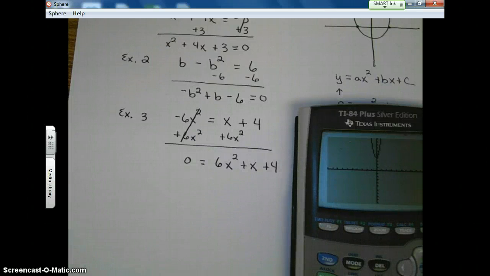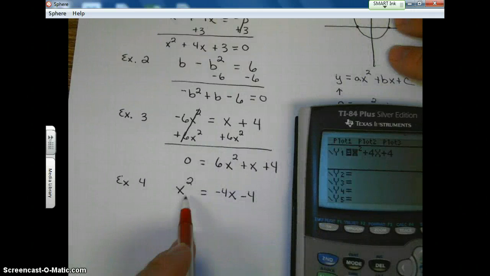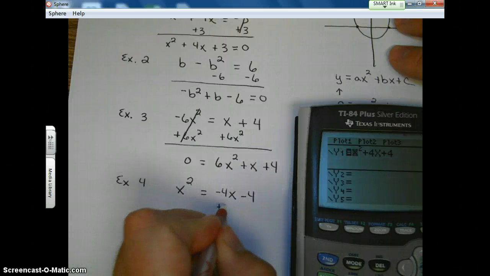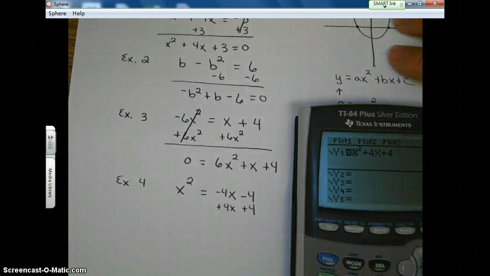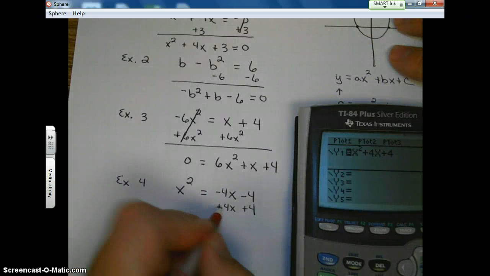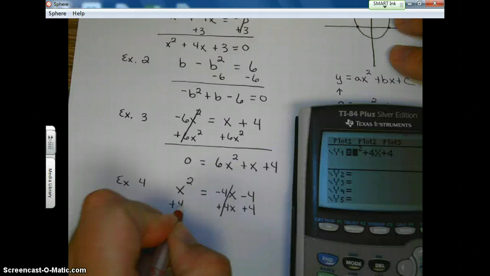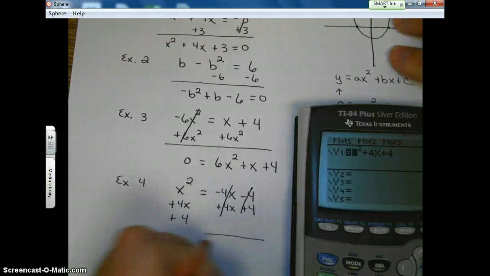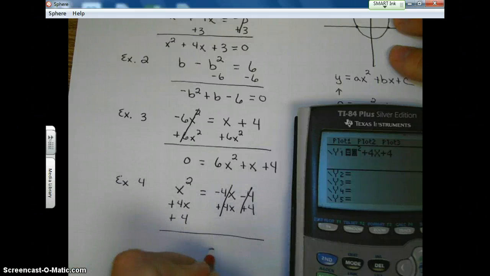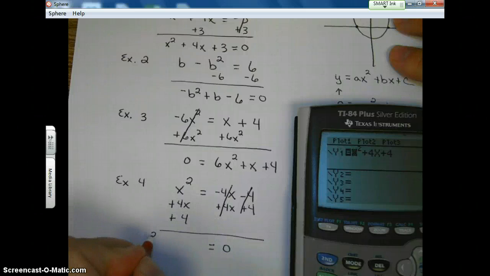Now let's look at an example where there's just one solution. Okay, so let's set that equal to 0. I'm going to go ahead and cancel these both out on the right side at the same time. So if I add 4x, I add 4x on the other side. If I add 4, I add 4 on the other side. So that leaves me with a 0 on the right. X squared goes first, 4x, and then the 4.